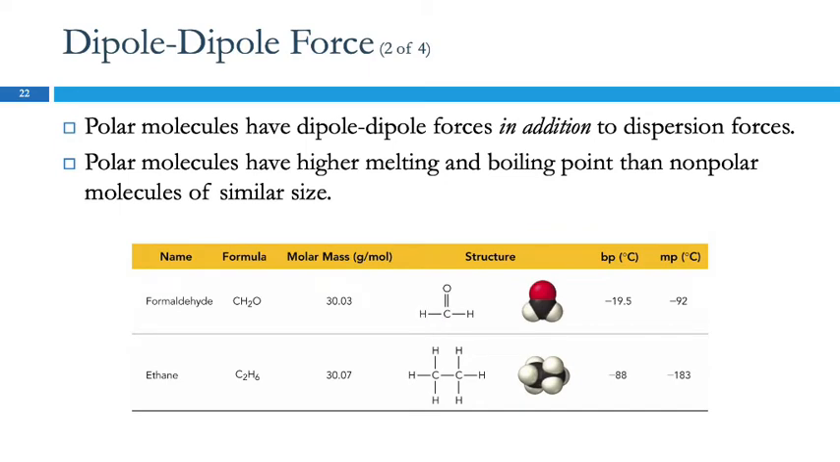And if we look at the boiling points, formaldehyde boils at -19 and ethane boils at -88. So ethane boils at a much lower temperature, telling us that those intermolecular forces are much weaker. You follow that?